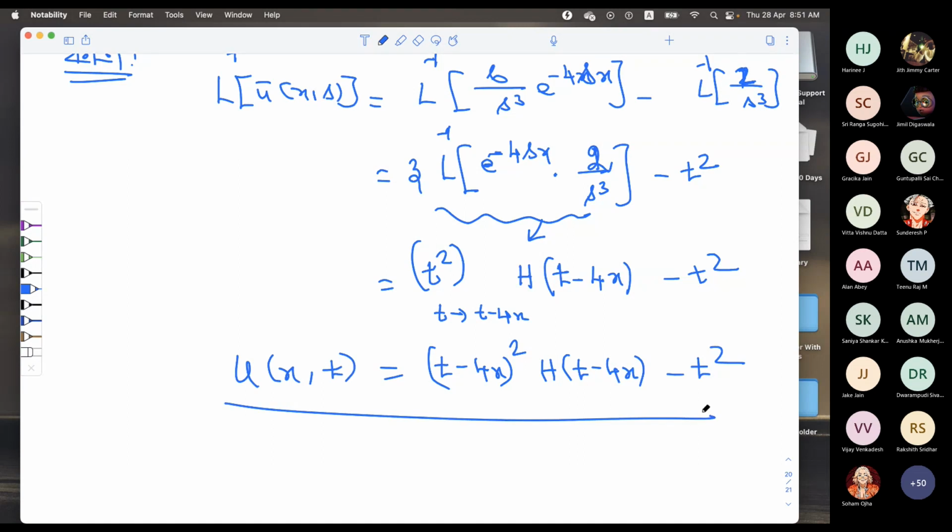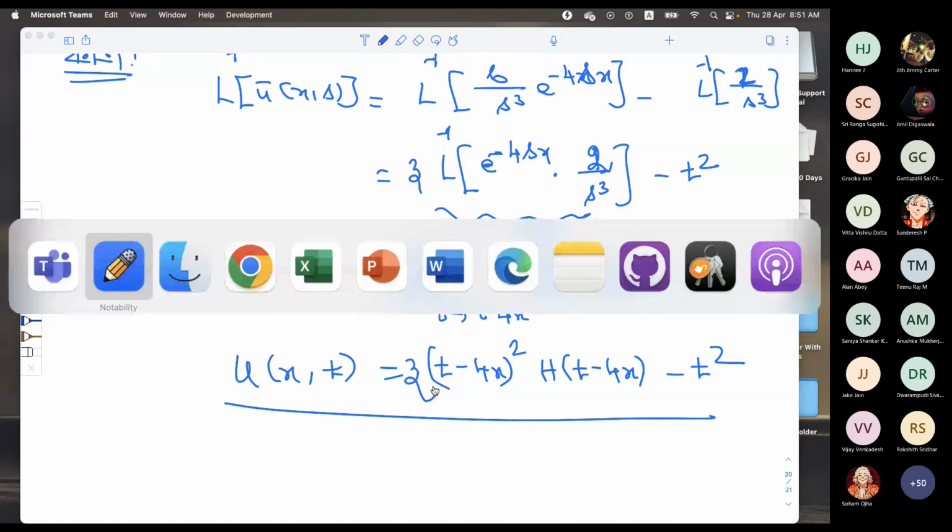I think this 3 I should write, right? Is it clear? Yes, sir. Okay, so in this way you can solve. This is your module number 4, which is over. We have completed the entire module number 4.